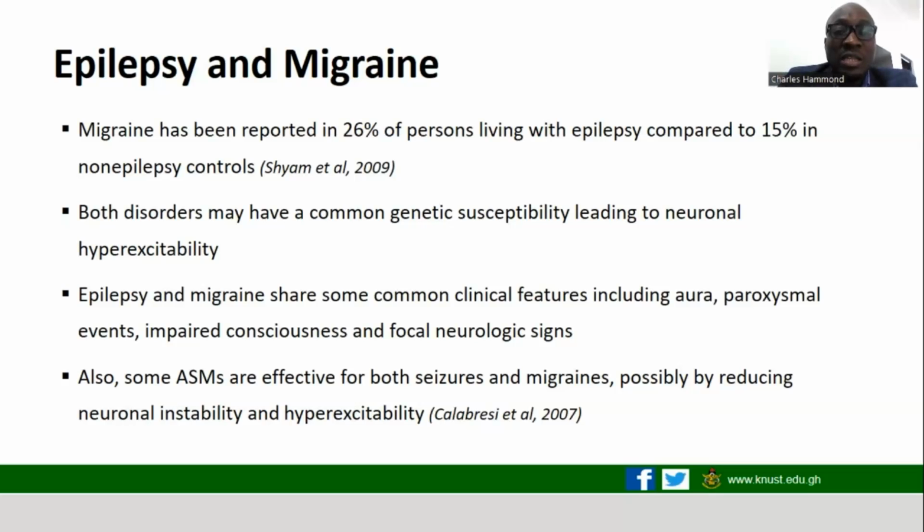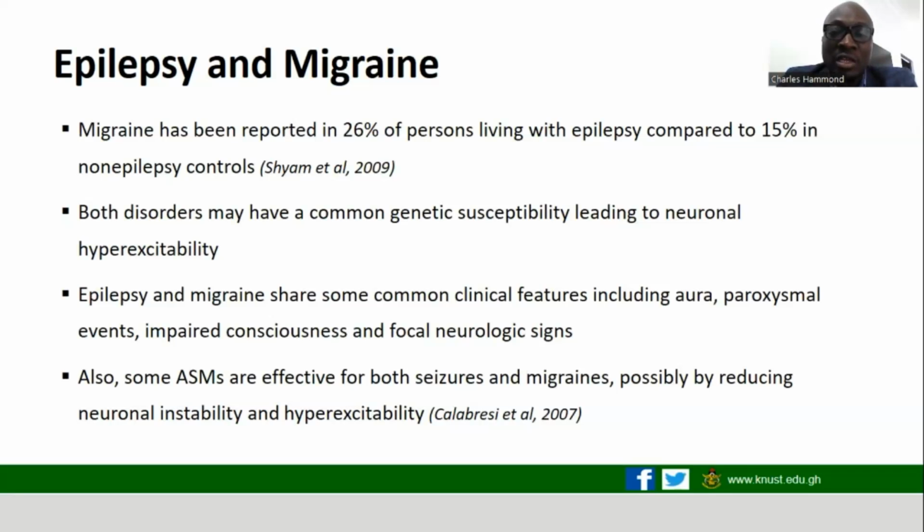So migraine has been reported in about 26% of persons living with epilepsy compared to 15% in non-epilepsy controls, meaning that it is actually a comorbidity because it's far in excess of the general population. Both disorders, both migraine and epilepsy, may have a common genetic susceptibility leading to neuronal hyperexcitability. There is a belief among neurologists that both of them are due to neuronal hyperexcitability. Some of them are channelopathies.